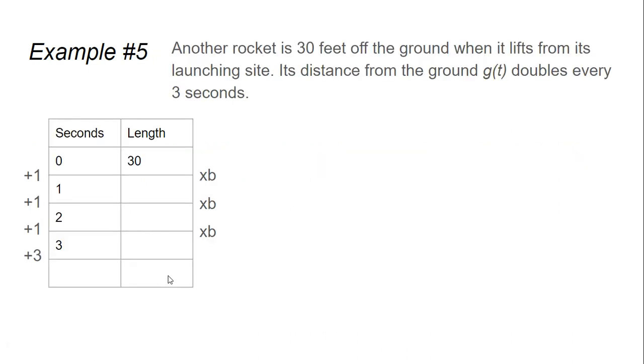Example 5. Another rocket is 30 feet off the ground when it lifts from the launching site. Its distance from the ground, g of t, doubles every 3 seconds. So here we're actually going to notice that we're jumping a little bit. I'm not doubling every second. I'm doubling every 3 seconds. So I actually have to go 1, 2, 3 spaces to get double the height. This is going to be a challenge if I want to, let's just say, estimate something into the future. I have to go a full 3 seconds before I see double the behavior each time.